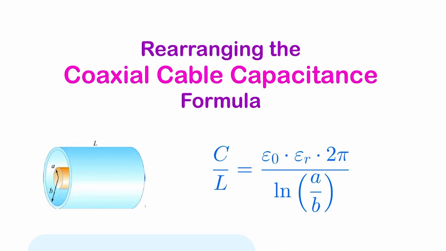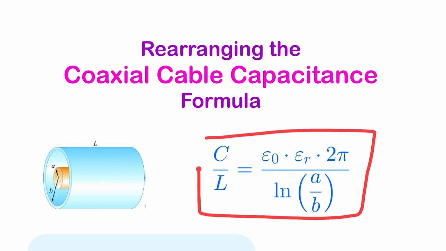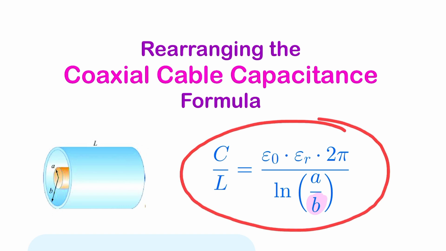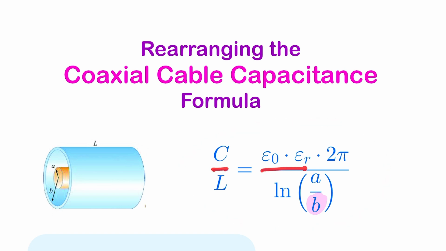I'm going to start with the formula for the capacitance of a coaxial cable. So this formula here. And I'm going to rearrange it to find the value of B in terms of all the other parameters. So B is the inner radius of the outer conductor. So to unpack this, because we have fractions on both sides and the thing we want is in the denominator, I'm going to first start by multiplying both sides by the same denominator.